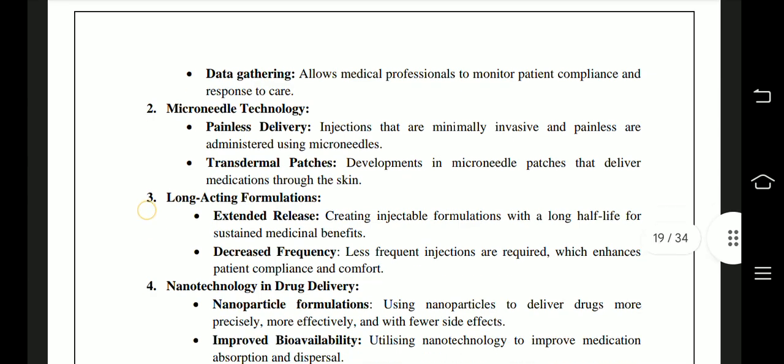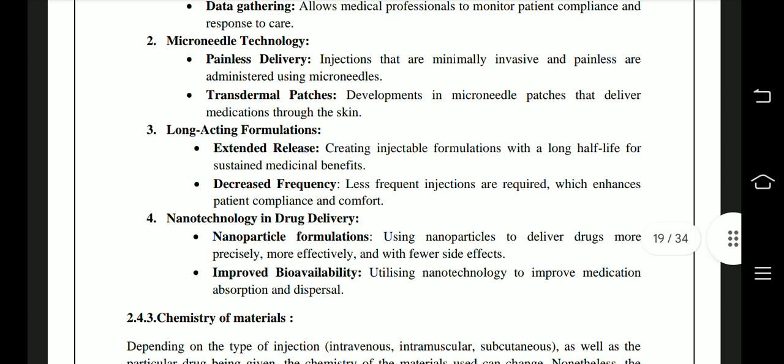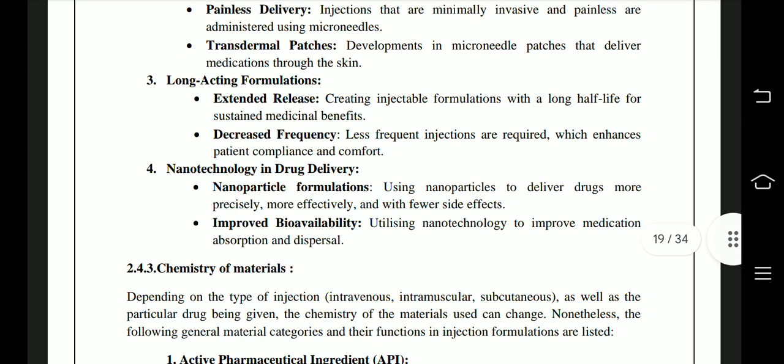Injections that are minimally invasive and painless are administered using microneedles, transdermal patches. Developments in microneedle patches that deliver medication through the skin. Long acting formulation is the third point.